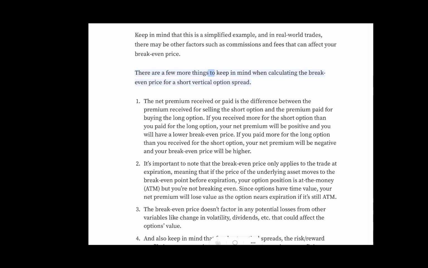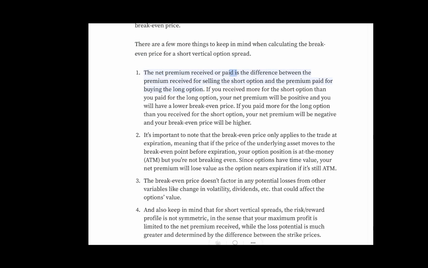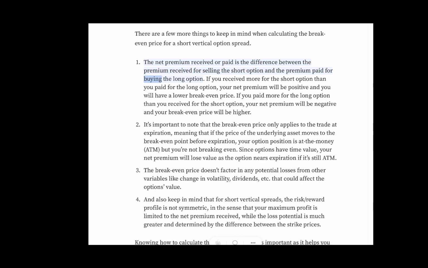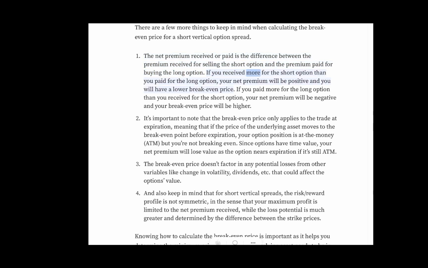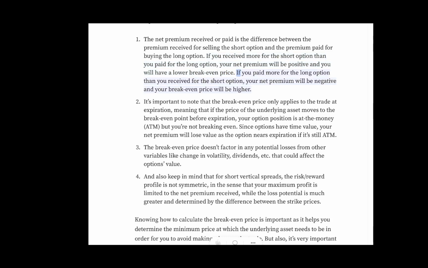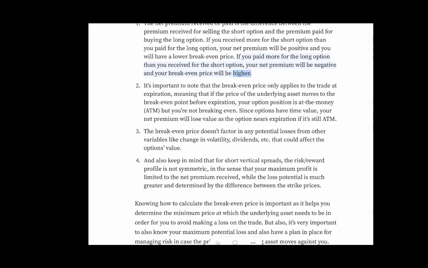There are a few more things to keep in mind when calculating the break-even price for a short vertical option spread. The net premium received or paid is the difference between the premium received for selling the short option and the premium paid for buying the long option. If you received more for the short option than you paid for the long option, your net premium will be positive and you will have a lower break-even price. If you paid more for the long option than you received for the short option, your net premium will be negative and your break-even price will be higher.